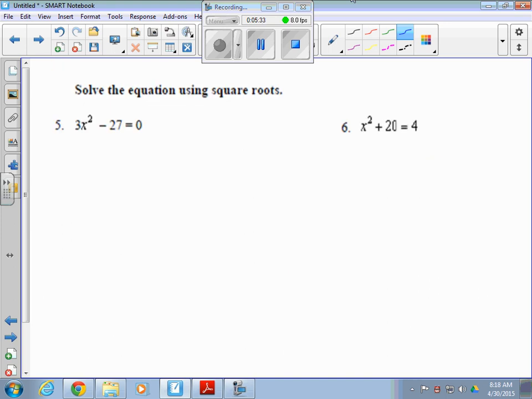Number 5 and 6 tell you to solve the equation using square roots. Remember what your order of operations says. Your order of operations says parentheses, exponents, which we added radicals to that step. They go together priority-wise. Multiplication, division, addition, subtraction. That's when you're not dealing with an equal sign and you're just simplifying it.